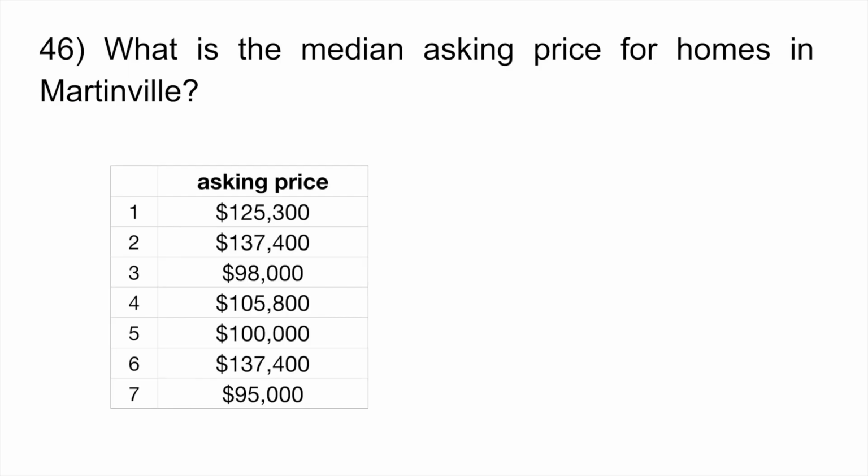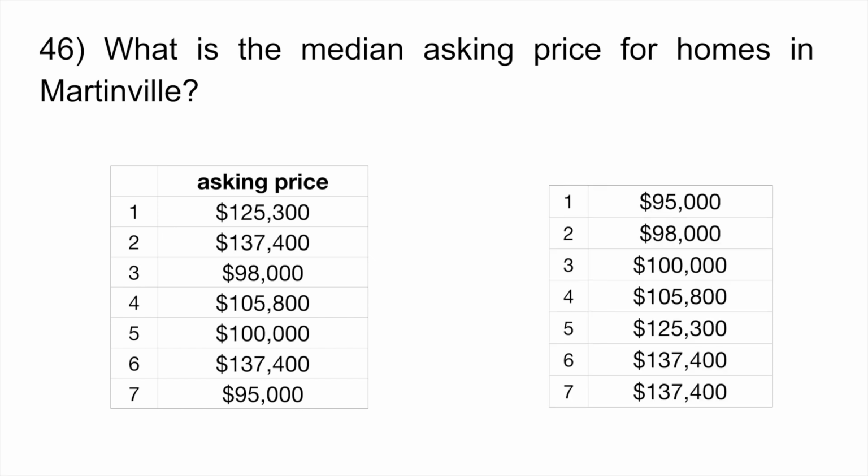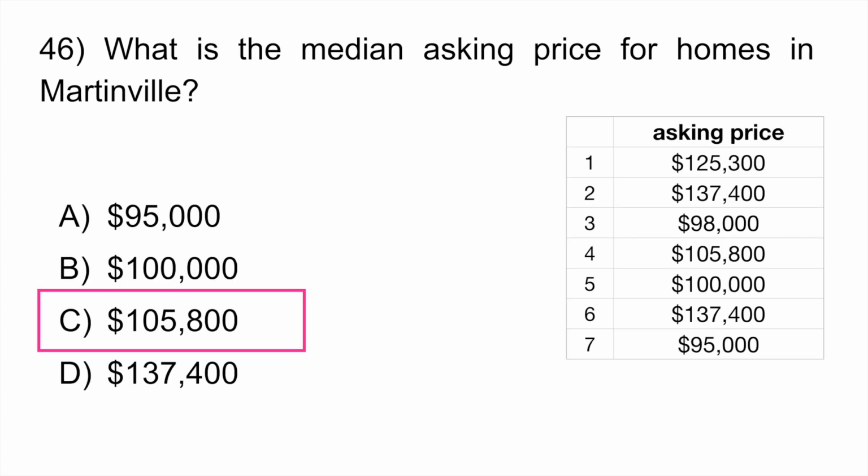So what you have to do is take the asking prices for these 7 houses and put them in another list in ascending order, starting with the cheapest house, which is $95,000, to the most expensive house, which is $137,000. And then the median is the middle value. So that would be the median value, number 4.